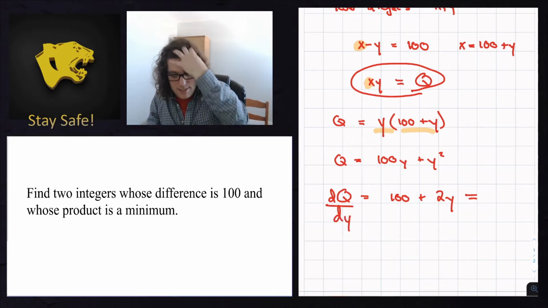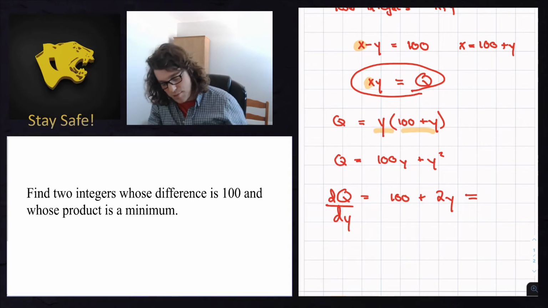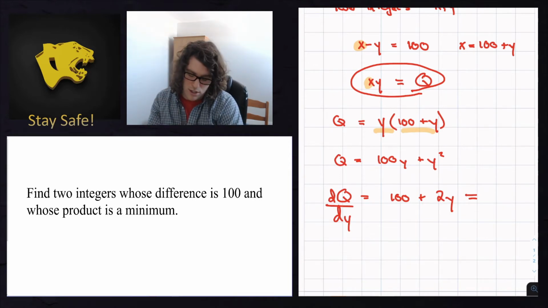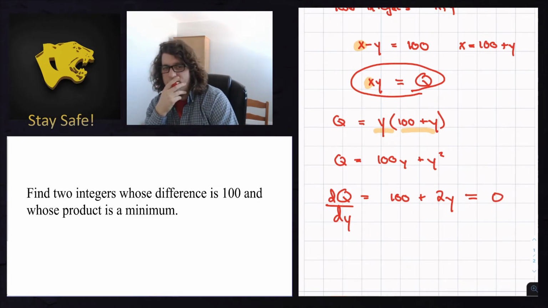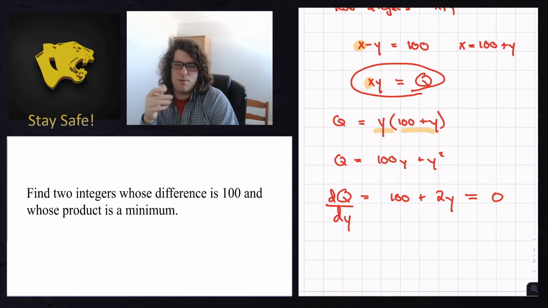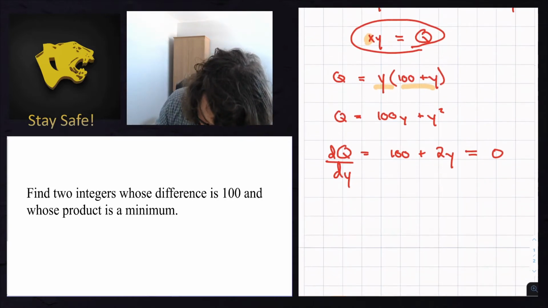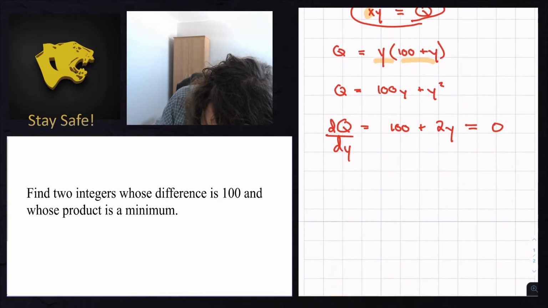So dq by dy is equal to 100 plus 2y. I could probably call it q prime, and that would be fine. And I am interested where this thing is equal to 0. It doesn't have any places where it does not exist, and we'll probably see that that's pretty common in terms of places that we're actually interested in.